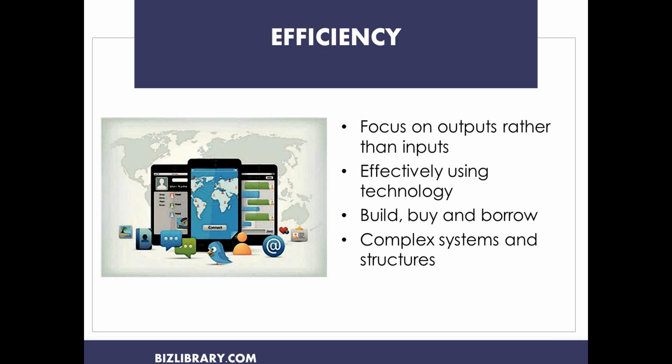That's what he's talking about. So we have to shift the focus on efficiency from inputs to outputs. That's the barrier that Jennings is talking about.